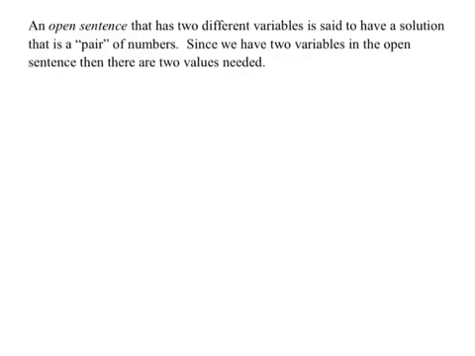An open sentence is defined as something that has two different variables and is said to have a solution that is a pair of numbers. And you know this as a coordinate. Since we have two variables in the open sentence, then there are two values that are needed.